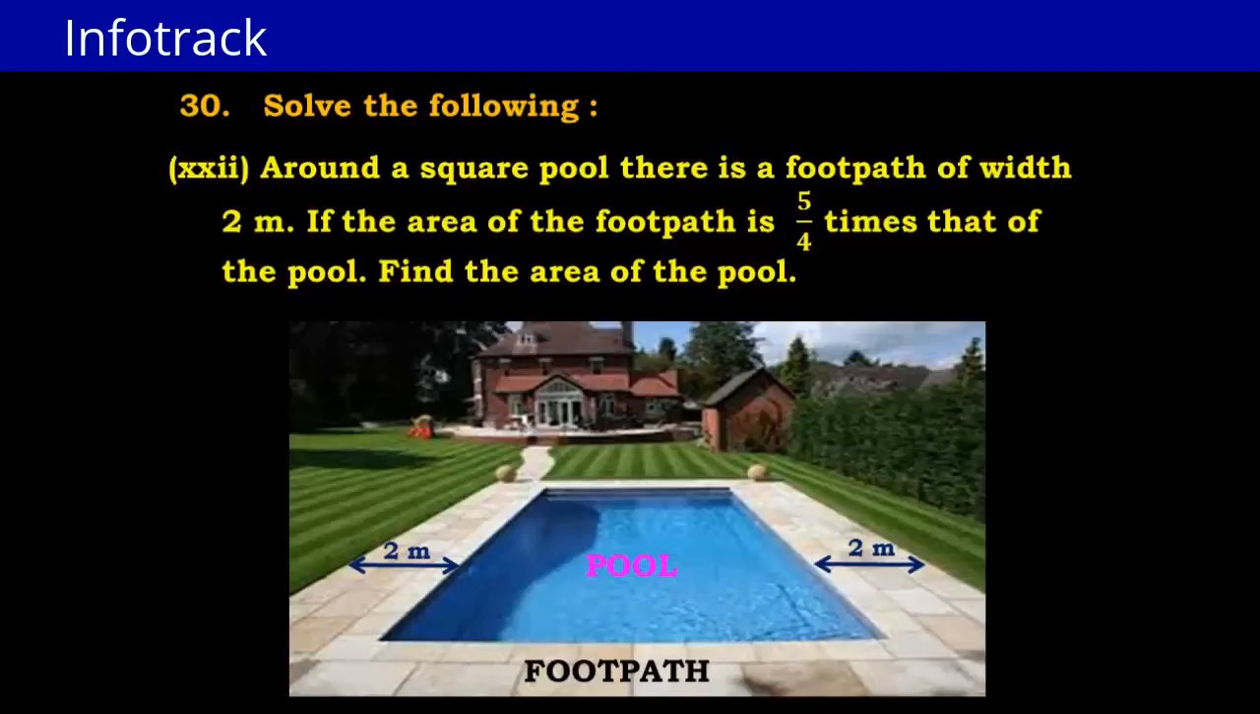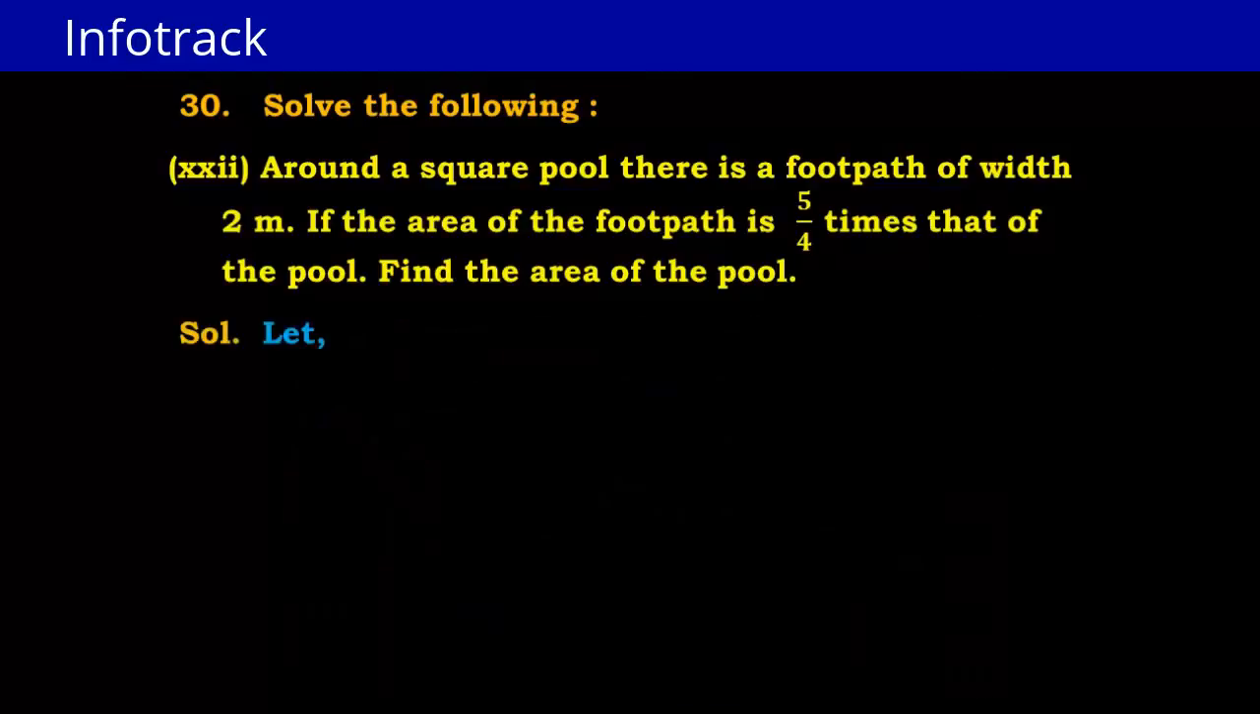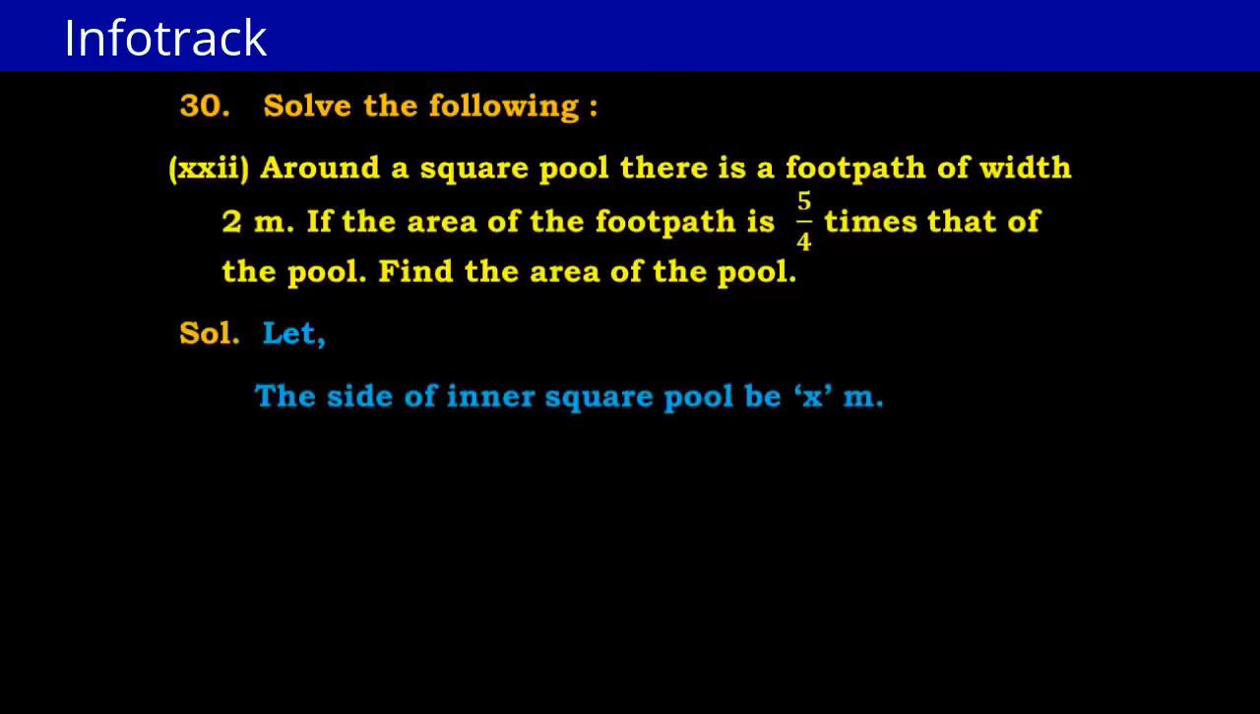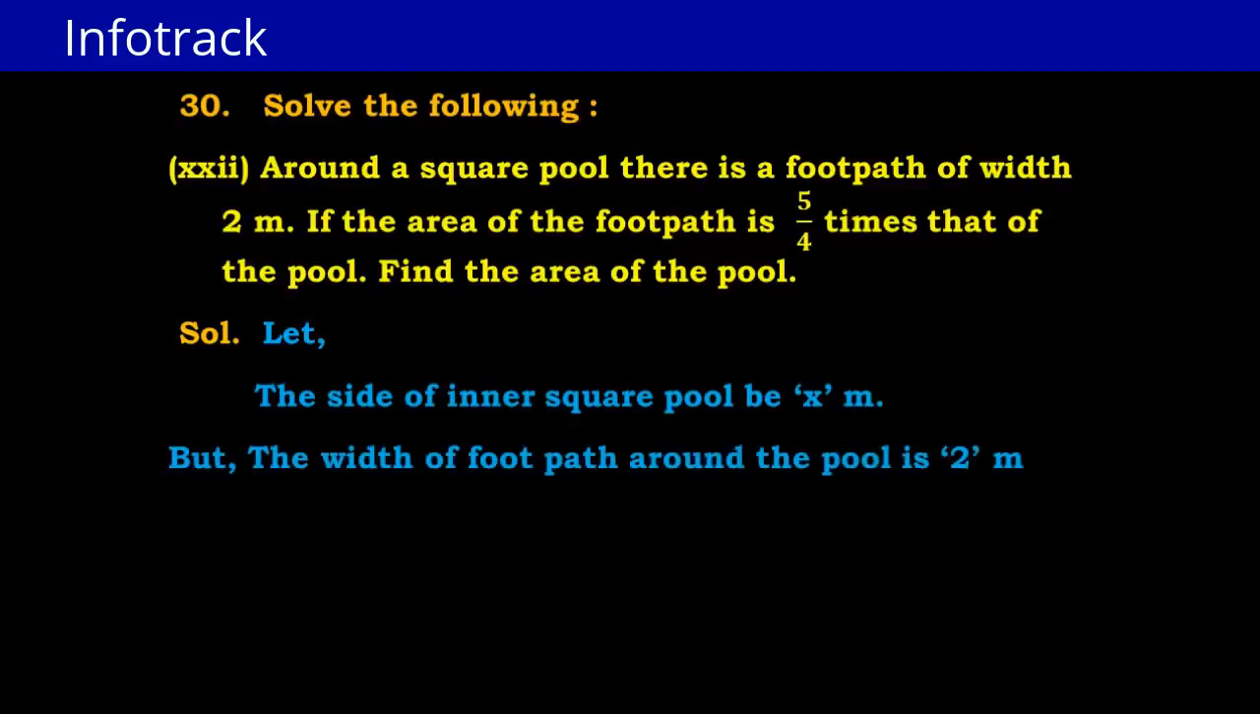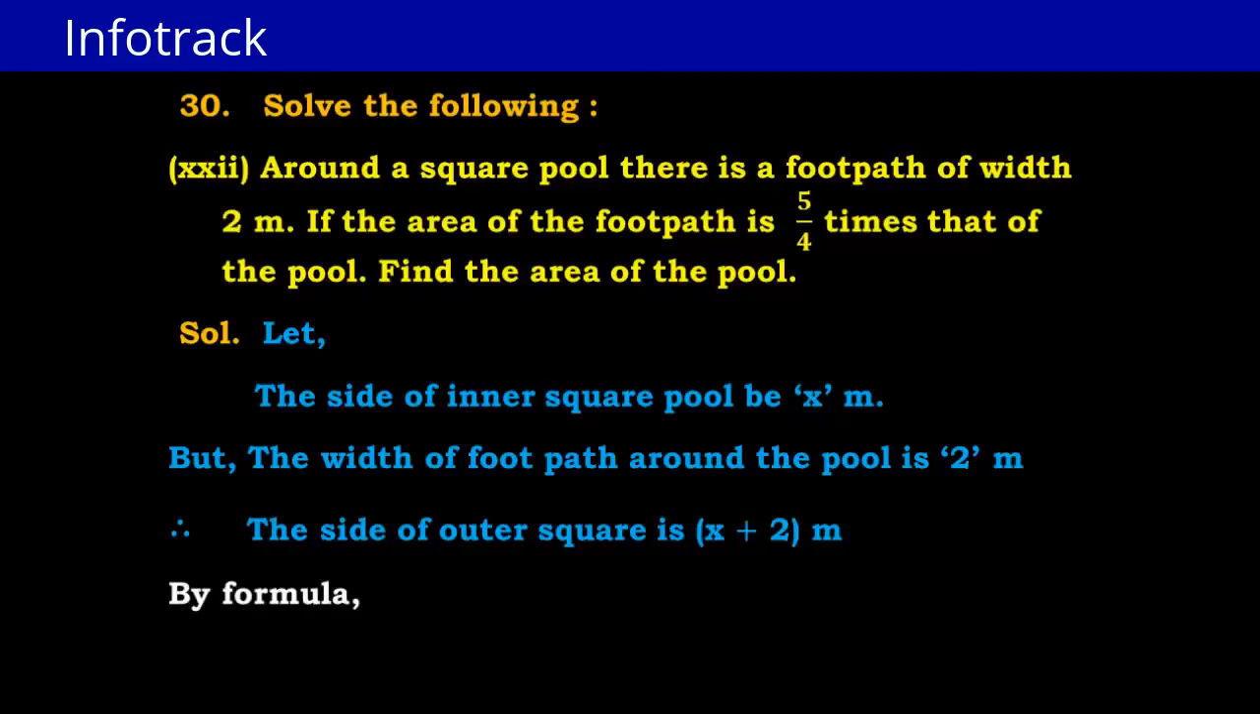So we can assume the length of the square pool as x. So the total length of this square pool along with the footpath will become x + 4. x + 2 + 2, that is x + 4. Now see, we can write this explanation. The side of the inner square pool be x meter. The width of the footpath around the pool is 2 meter. Therefore, the side of the outer square is x + 4 meter. Now, by formula, area of the square is side square.